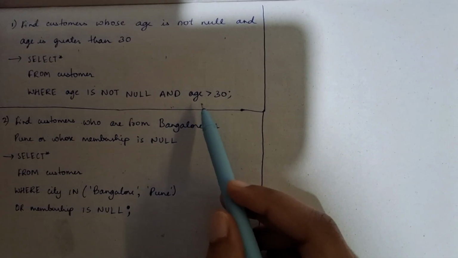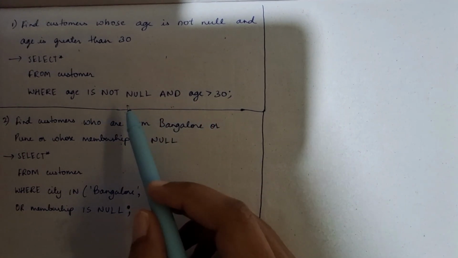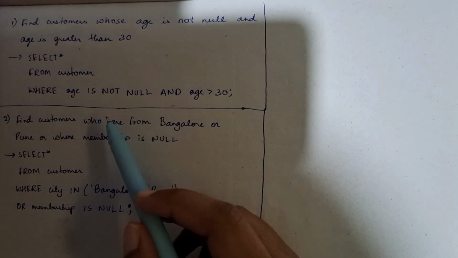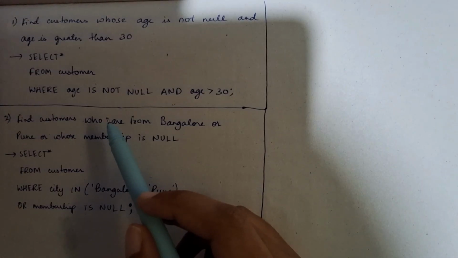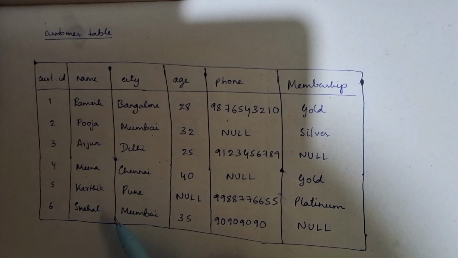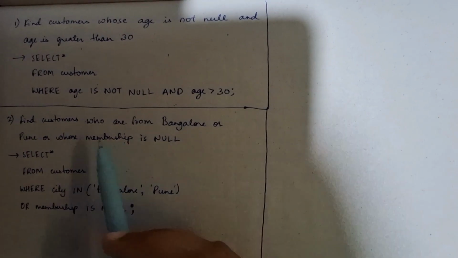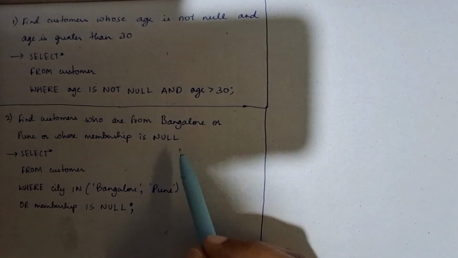The second condition is age greater than 30. This means customer's age must be greater than 30 years. Between these two conditions, we are using AND operator. AND means both the conditions must be true. So finally, this query will show only those customers whose age is available and also whose age is more than 30. So from our table, Pooja, Meena and Snehal will be selected since their age is not null and is greater than 30. Now the second question, find customers who are from Bangalore or Pune or whose membership is null.